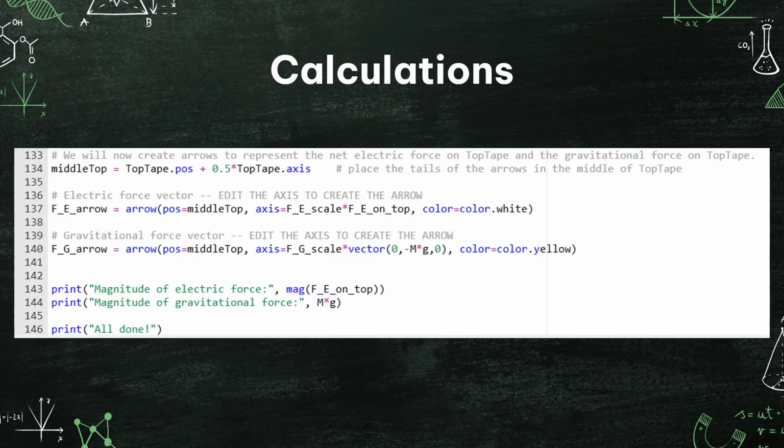Now this part of the calculation creates the big arrows, which show the overall electric force and the overall force of gravity.